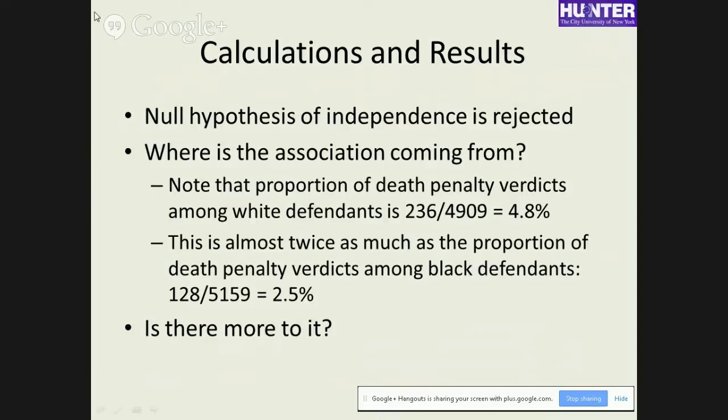But looking at the proportion of death penalty verdicts among white defendants, it's 4.8%, and among black defendants, 2.5%. So based on these data, it would appear that the white defendants are more likely to receive the death penalty. Not what I would expect based on what I know about the history of the US, but I think there is more to it that the paper gets into, and we'll get into as well.